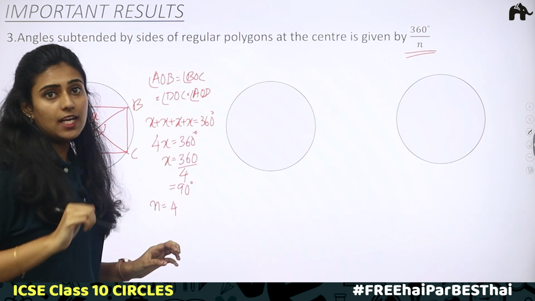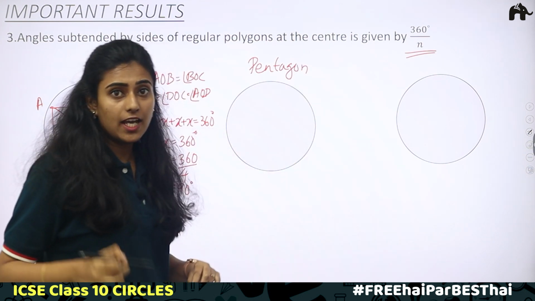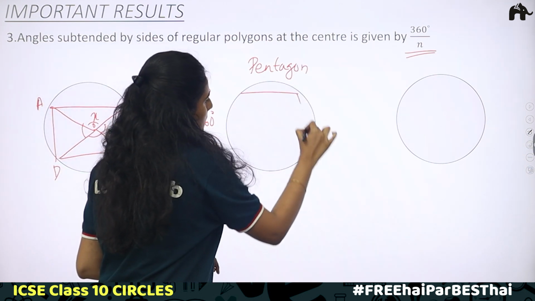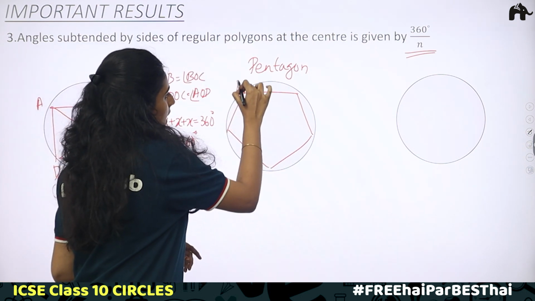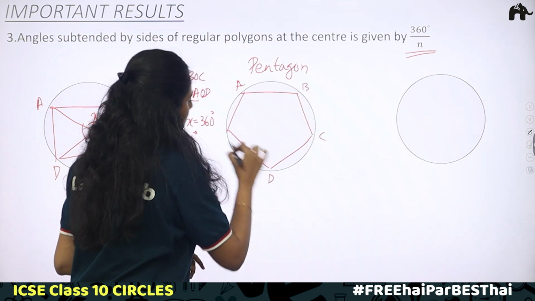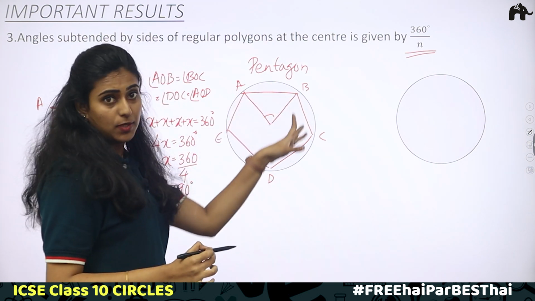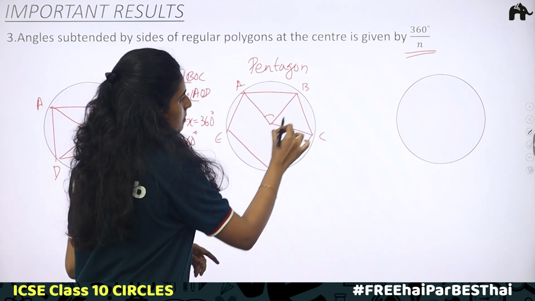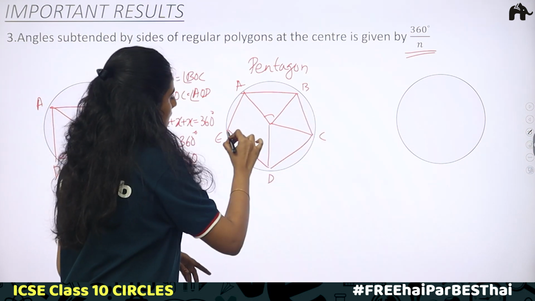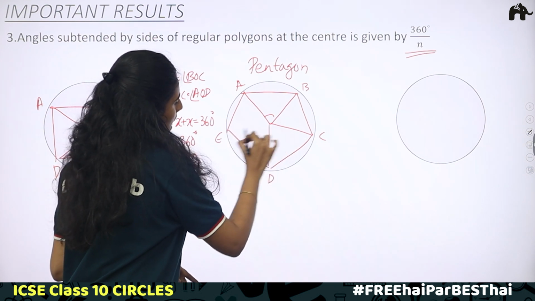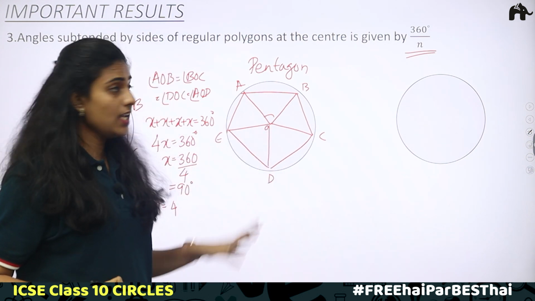Now, when it comes to a 5-sided polygon, that is a pentagon. A pentagon is a regular 5-sided polygon. 1, 2, 3, 4, 5. This is a 5-sided pentagon, A, B, C, D, E. Here we have center O. AOB is the angle subtended by AB. BOC is the angle subtended by BC. COD is the angle subtended by CD. DOE is the angle subtended by DE. And AOE is the angle subtended by AE.